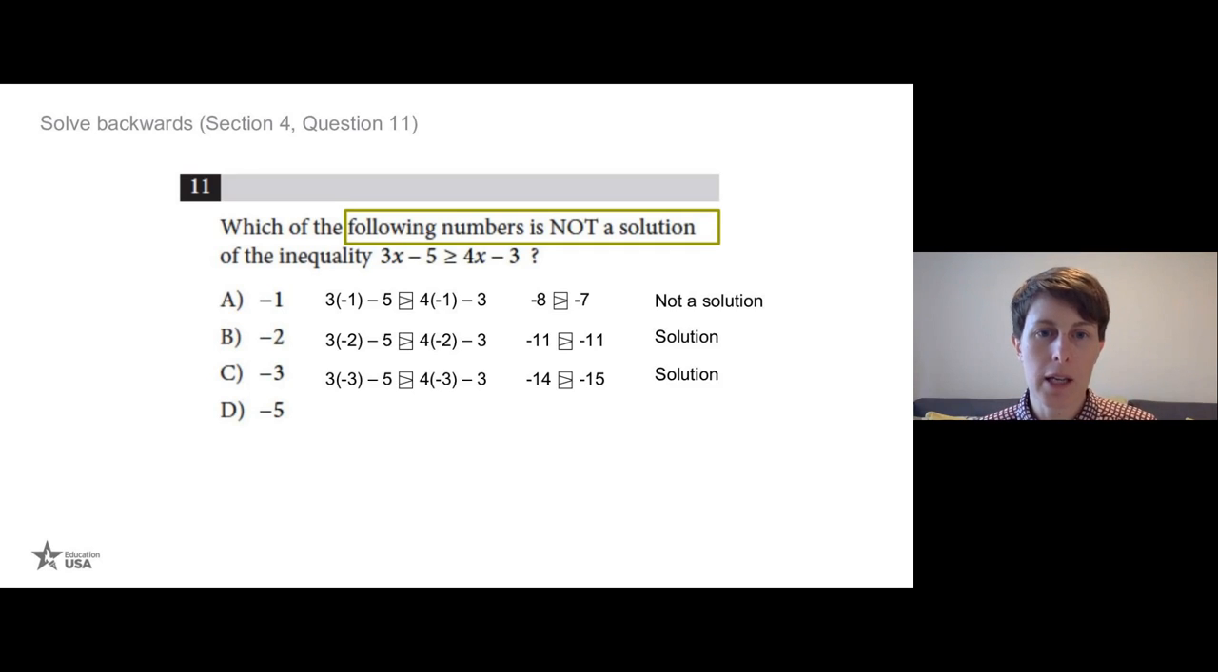And then if you were to keep moving, you would see that we're moving farther and farther away, and as a solution, now it's greater than. We can imagine negative five is also going to be much greater than. So this one is A, not a solution, not a solution.